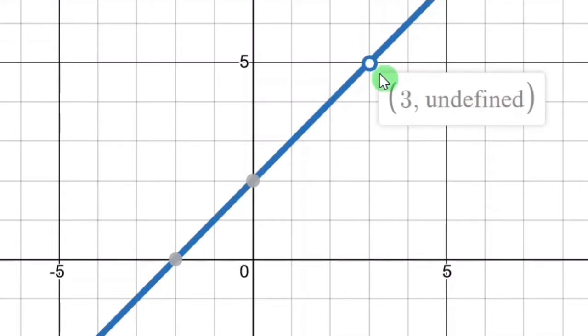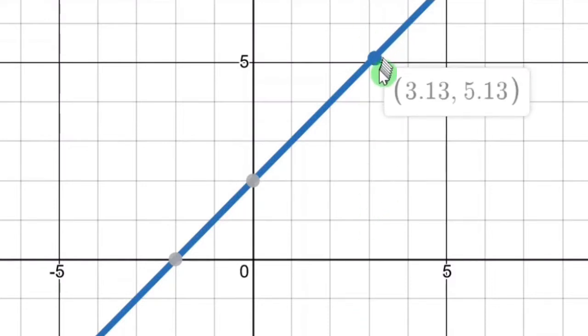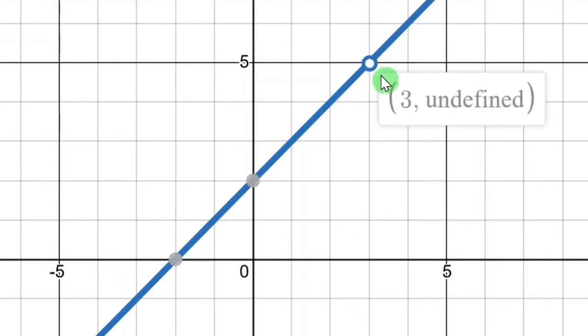Not a vertical asymptote, okay? There's not the whole brick wall dotted red line going up and down here, but there is a hole in the function because there's no way you can plug in a 3 into this function. So this function is essentially a line with a hole in it.